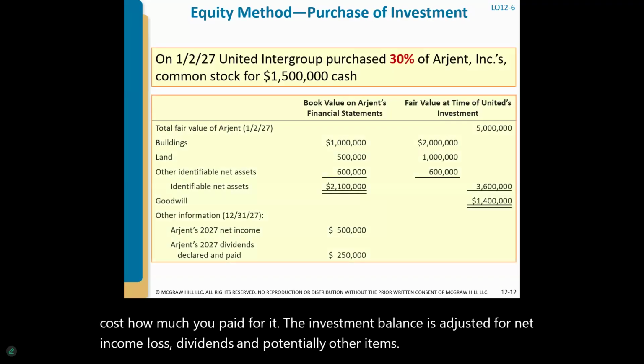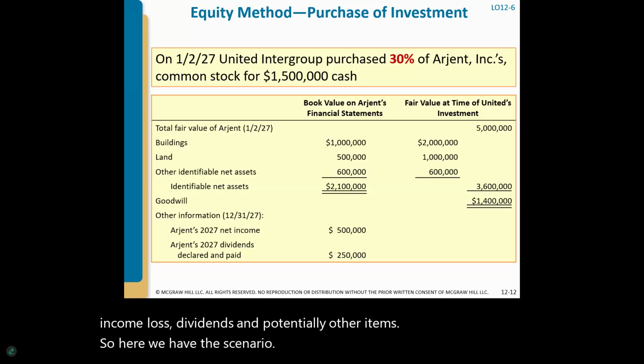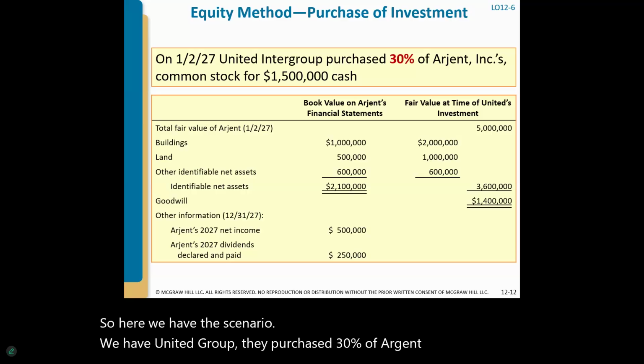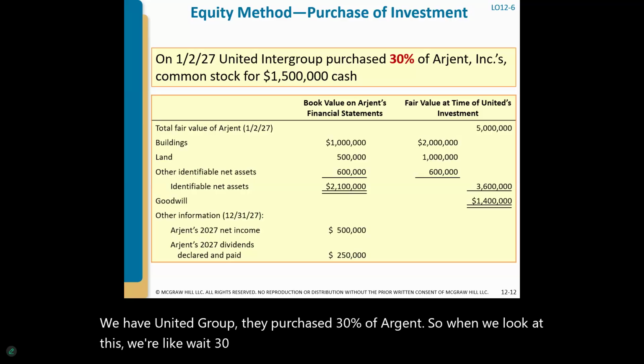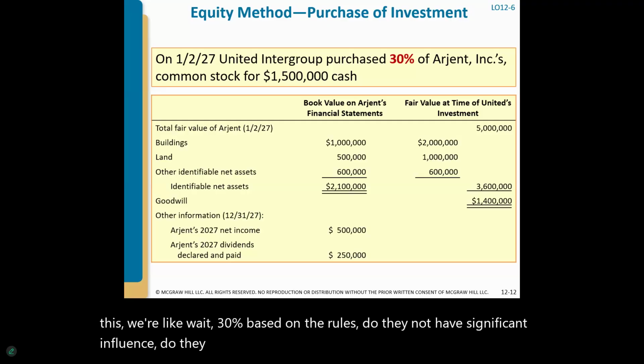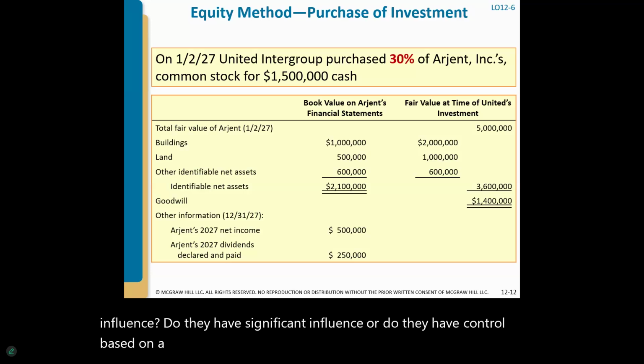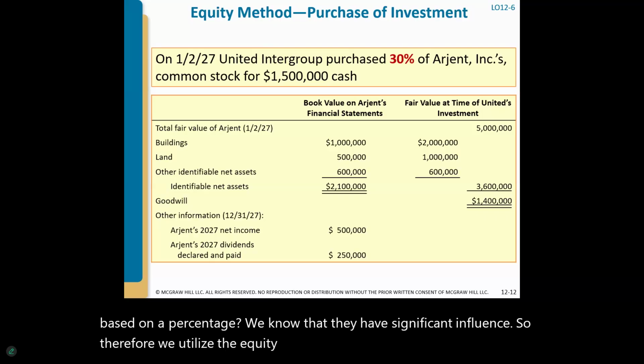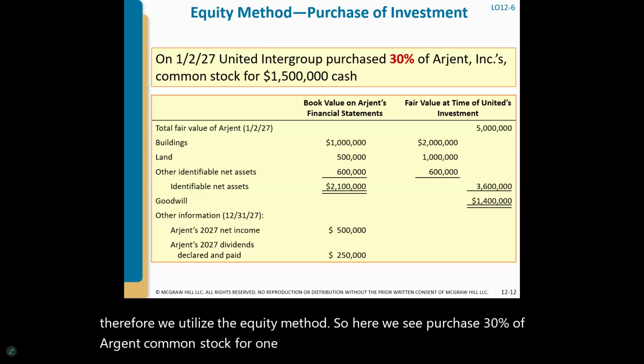So here we have the scenario. We have United Group. They purchased 30% of Argent. So when we look at this, we're like, wait, 30%? Based on the rules, do they have significant influence, or do they have control? Based on the percentage, we know that they have significant influence. Therefore, we utilize the equity method. Here we see they purchased 30% of Argent common stock for 1.5 million, so we know that we're going to recognize it at cost.